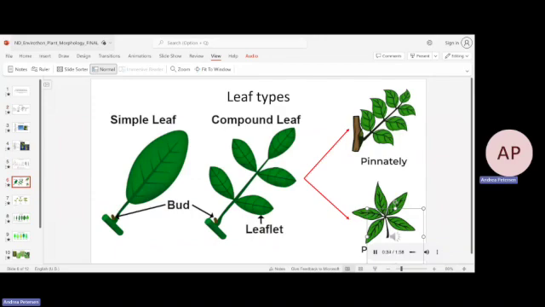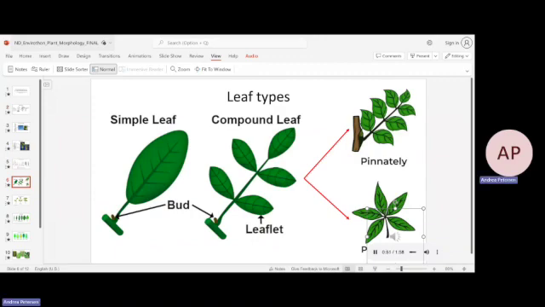Compound leaves can take on different arrangements. For example, pinnately compound leaves have leaflets that are side by side, kind of like a ladder. Palmately compound leaves have leaflets in a star formation.